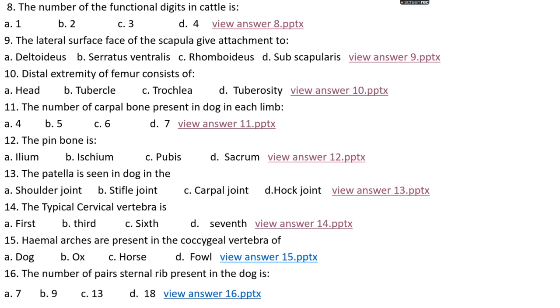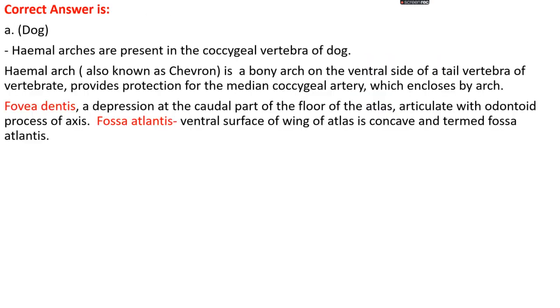Okay. Question number 15. Haemal arches are present in the coccygeal vertebrae of: option A, dog; option B, ox; option C, horse; option D, fowl. The right answer is option A, that is dog. Haemal arches are present in the coccygeal vertebrae of the dog. A haemal arch, also known as a chevron, is a bony arch located on the ventral side of the tail vertebrae of vertebrates. It provides protection for the median coccygeal artery.